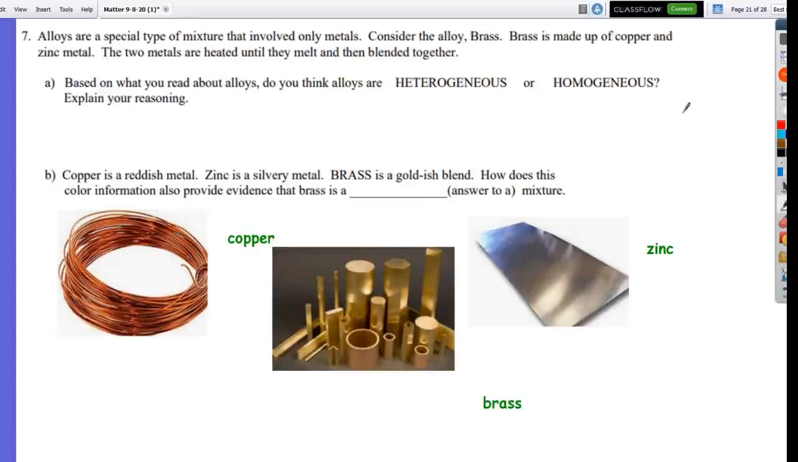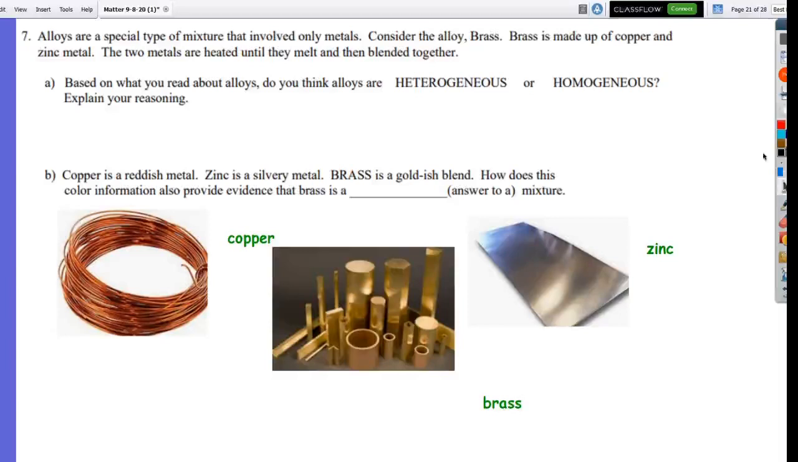So next, alloys are a special type of mixture where you take metal and blend it. So brass comes from copper and zinc being melted down and blended together. So does something that is being blended sound heterogeneous or homogeneous? Typically, when I throw things into my blender at the beginning, they're all separate items. I can see the difference. If it's a banana strawberry smoothie, I can see the bananas and the strawberries. Once I hit the blend button, it turns into a general pink color. I don't have bananas and strawberries anymore. I now have a smoothie.